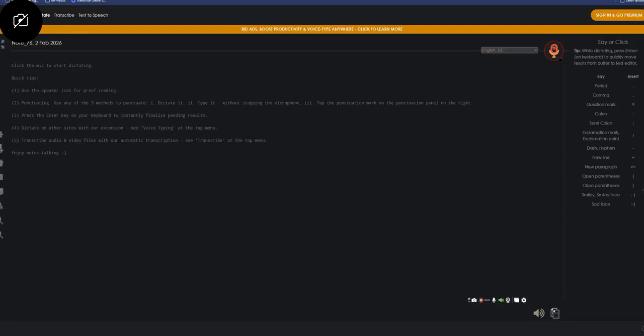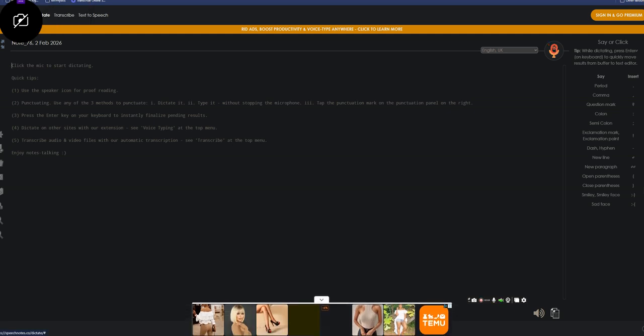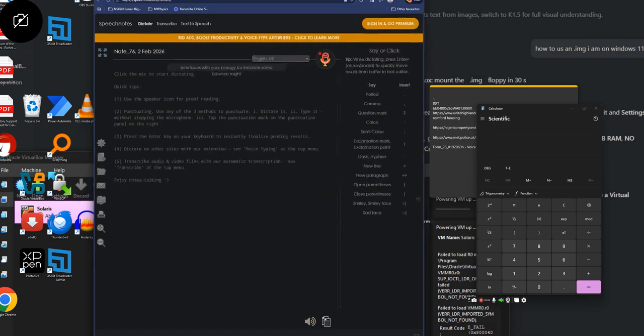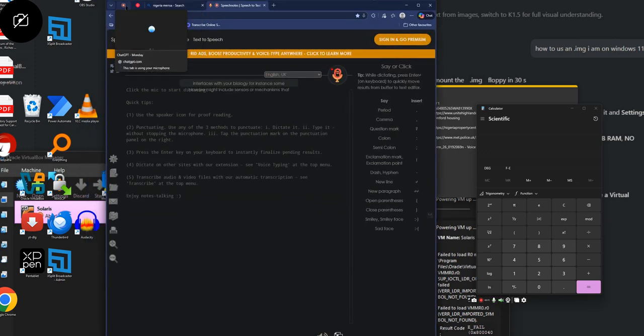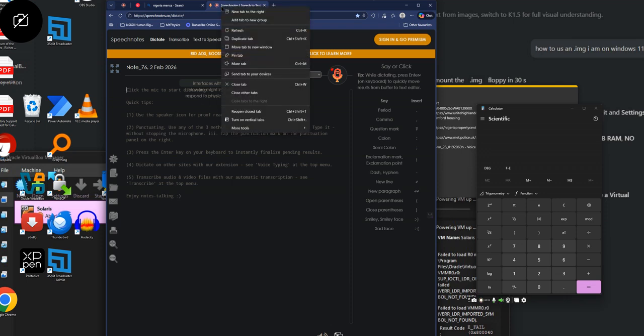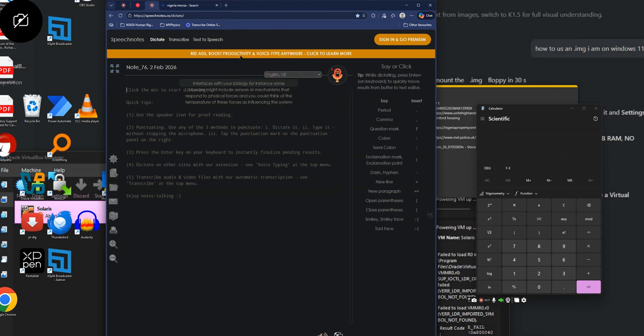The difference between hardware and software is that bioware directly interfaces with your biology. For instance, some bioware might include sensors or mechanisms that respond to physical forces, and you could think of the temperature of these forces as influencing the system, making it feel either hot or cold, and that's how it all integrates together.